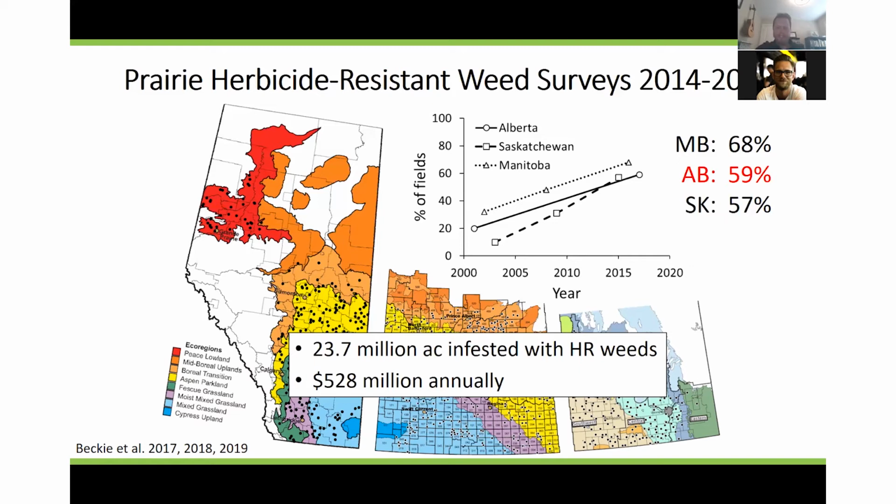So I like to pull this figure up whenever I'm submitting grant applications, because it gives a pretty clear justification for investment in research in herbicide-resistant weed management.